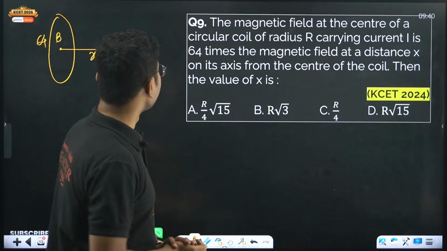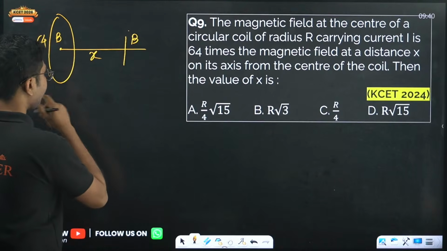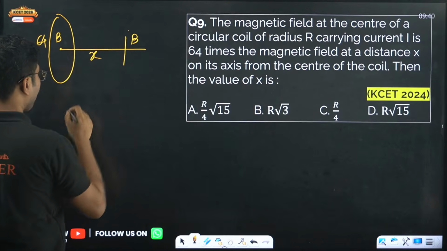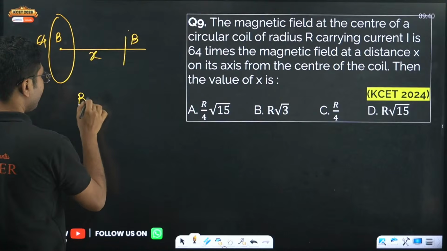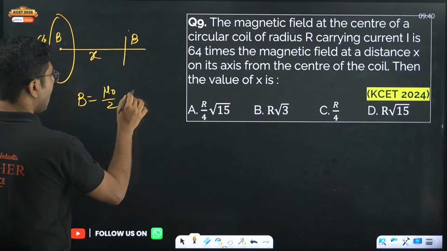Now how to solve it? The magnetic field at the center of the current carrying coil is given as B is equal to mu naught by 2, I upon R.